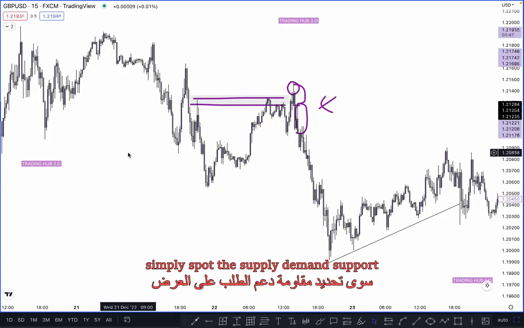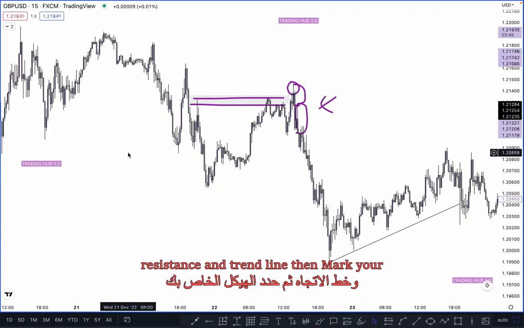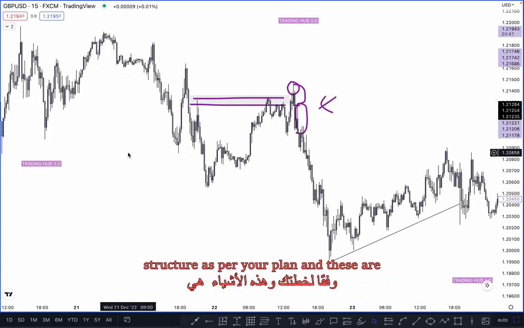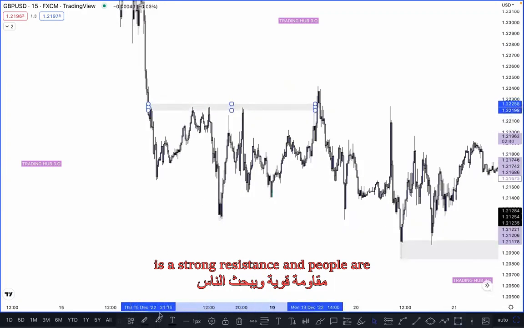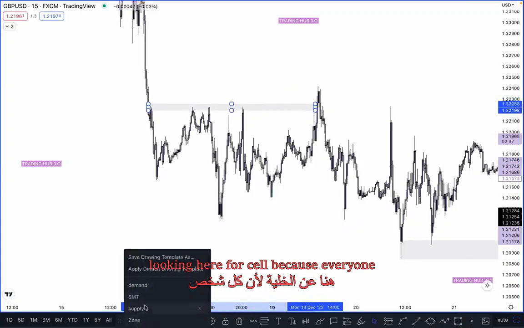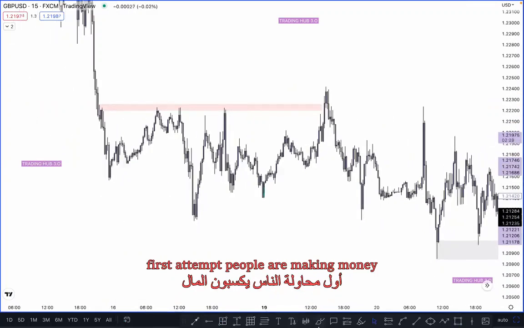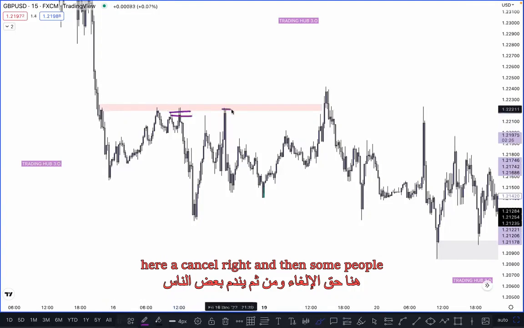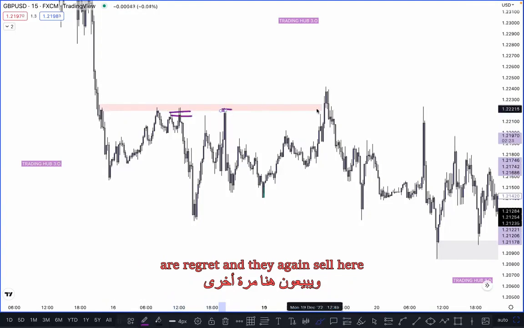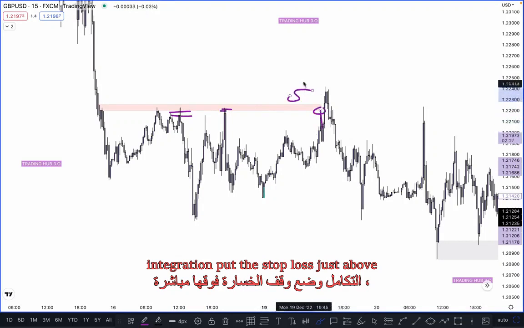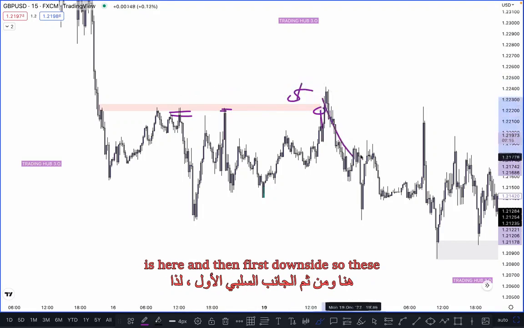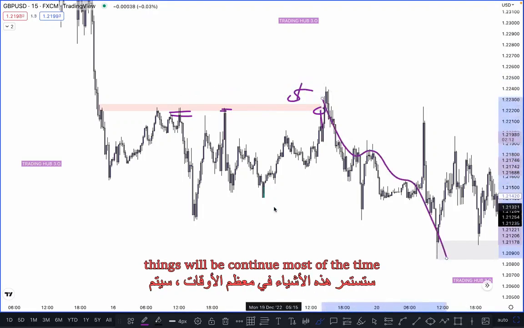Simply spot the supply, demand, support, resistance and trend line, then mark your structure as per your plan. And these are just additional confirmation, right? This is not primary, these are just additional confirmation for the buy or sell. You can see here, what is this? This is a strong resistance, and people are looking here to sell because everyone is buying and selling at this point. On the first attempt, people make money here, then sell again, and then some people regret it and sell again here, which is a strong candlestick indication. Put the stop loss just above it. What happened here? It collected all the money and then pushed downside. So these things will continue most of the time.